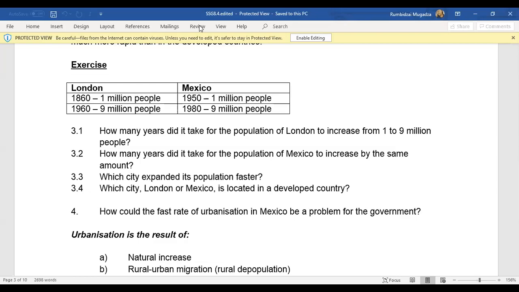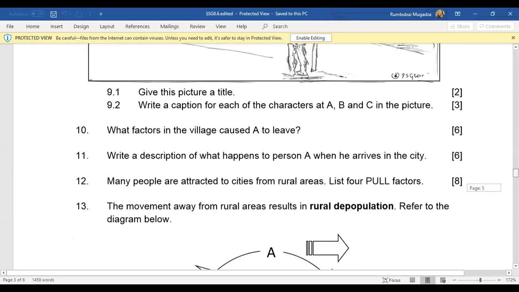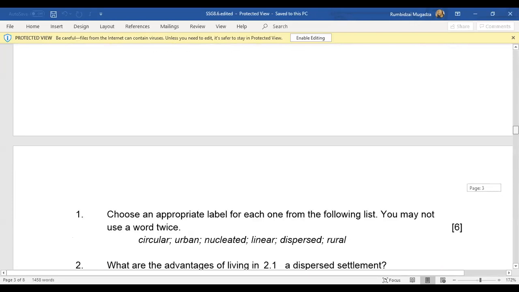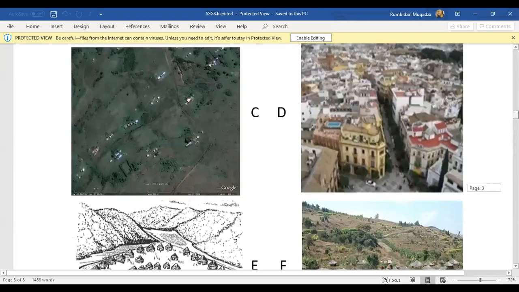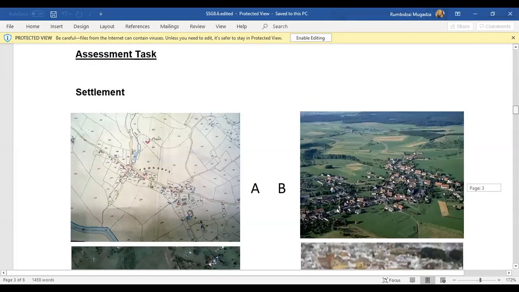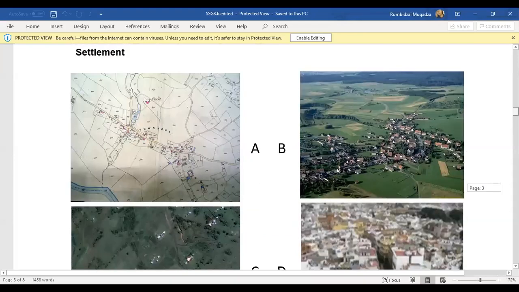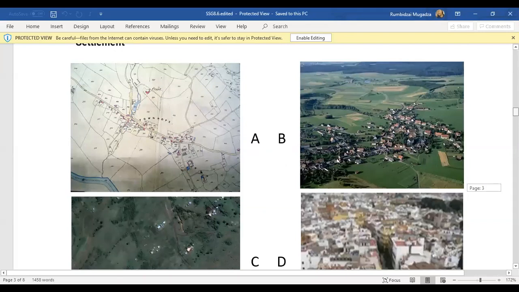Okay, let's try another exercise. I want you to identify these features. This is an assessment task. It's an example of an assessment task, but we're just revising. It's under settlement. Now, can you identify the feature for A?